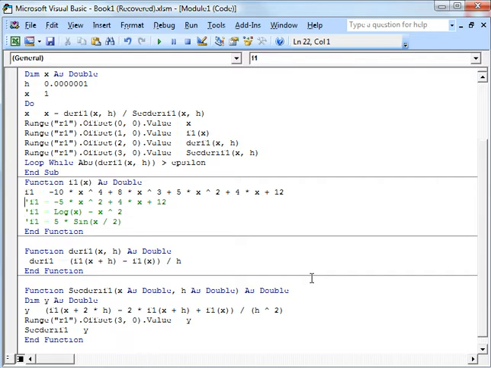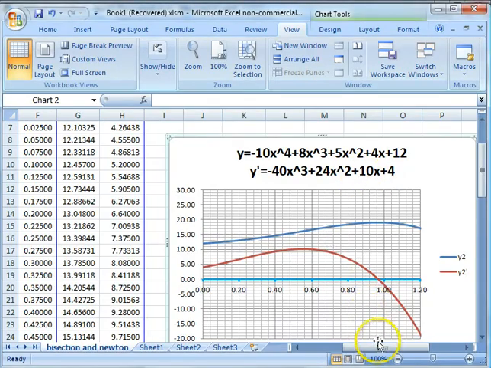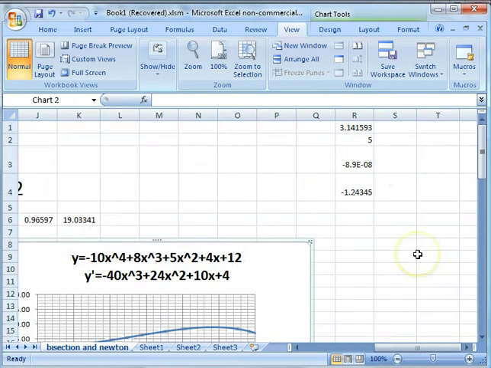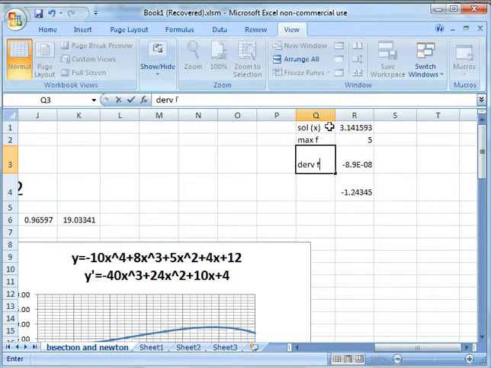So the only change that I need to do for different code is here, and let's run it. As I said, I implemented this in a macro. These are my outputs. This is my value for the solution, or the value of x. This is the maximum value that I obtain when I evaluate the function, and this is my derivative of f, and this is my second derivative of f.